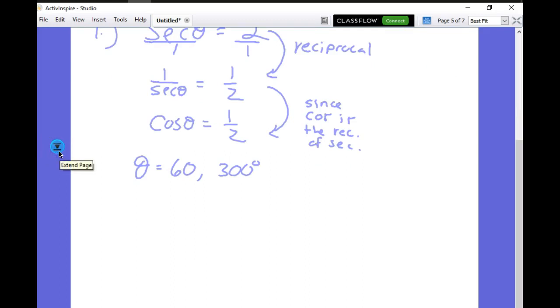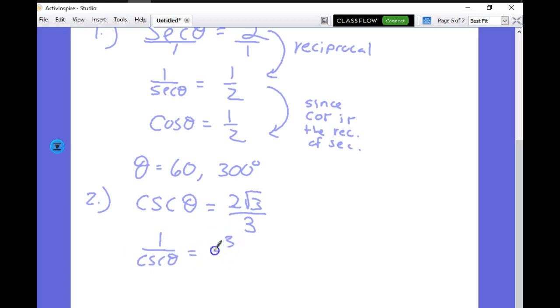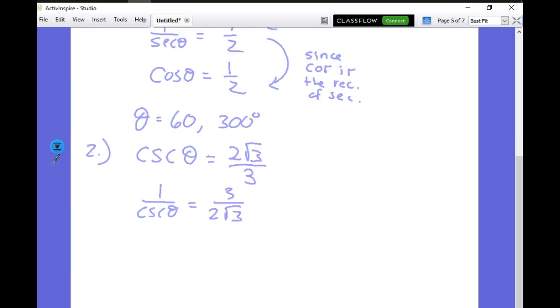Let's do another one here. Number 2. Cosecant of theta is equal to 2 radical 3 over 3. Now we saw that number earlier today, right? It was a weird number, like 1 point something. I don't remember now. Well, that's okay for cosecant. That's not okay for sine and cosine, but it's okay for cosecant. So what's the first thing I'm going to do? Reciprocal. Now, I'm going to replace cosecant with what? Sine. Good.